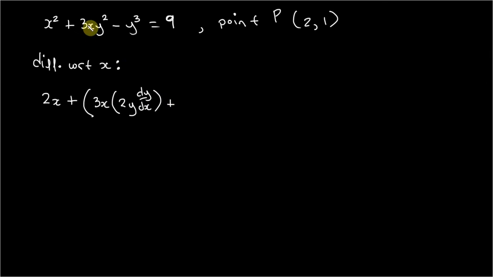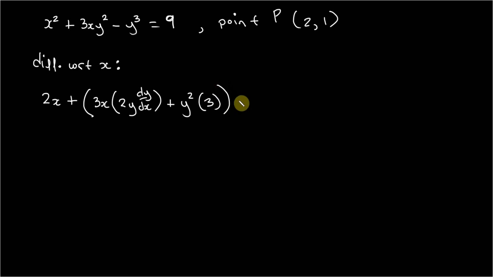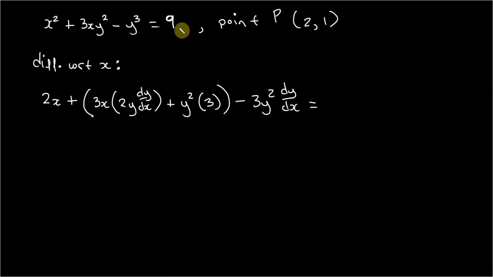And we're not quite done with our product rule. We now need to differentiate this x term. So we can write y squared times, and this just differentiates to 3. Our x term differentiates to 3. And now we can close the brackets. We've got this negative y cubed term. When we differentiate that, we get negative 3y squared times dy/dx. And of course this constant 9 is just, we get 0.